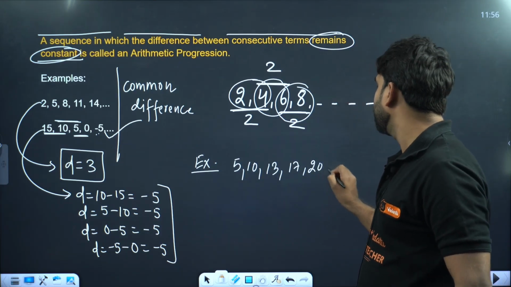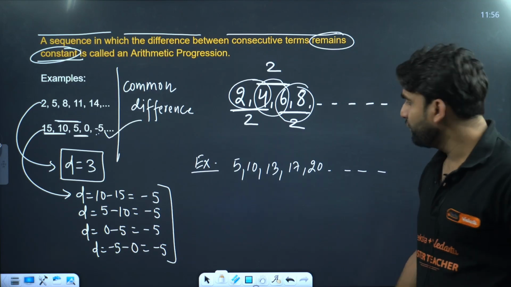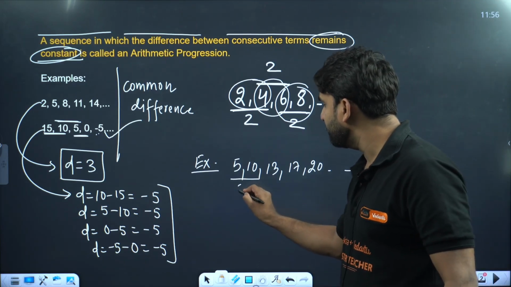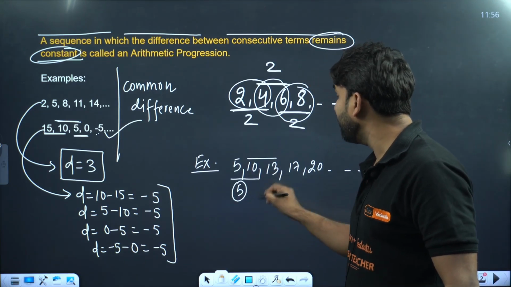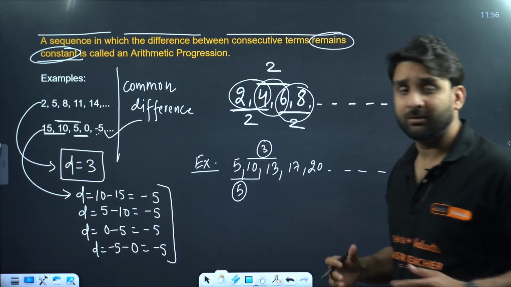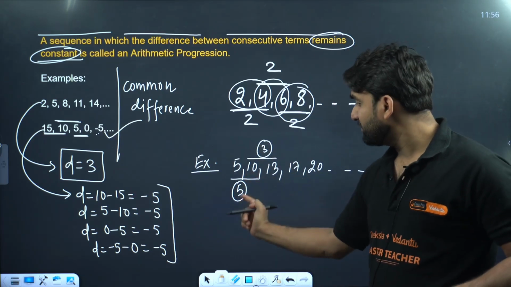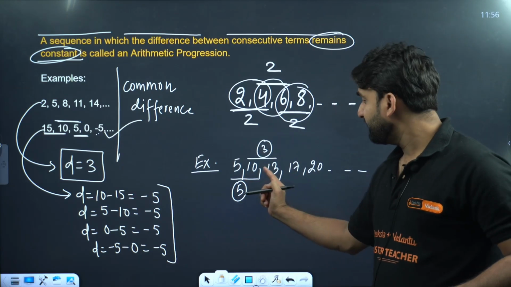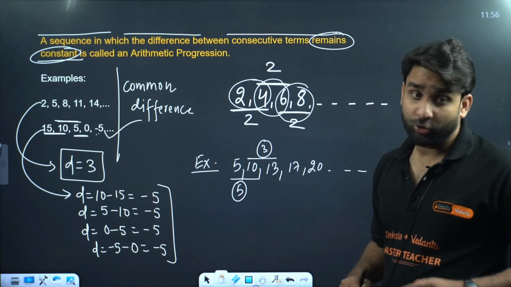Tell me, is this an AP? Now if you look here, the difference between these two numbers is 5. The difference between 10 and 13 is 3. So the common difference is not the same.